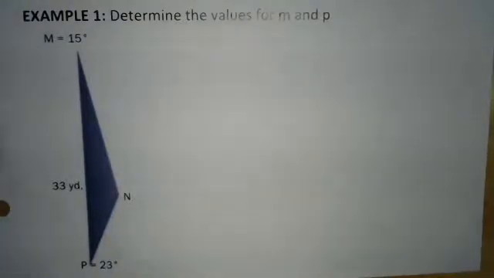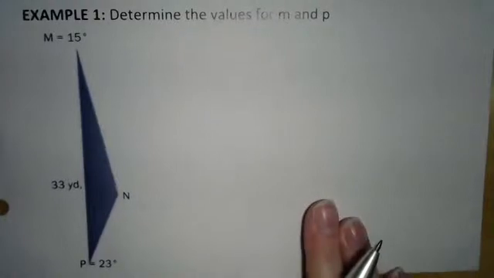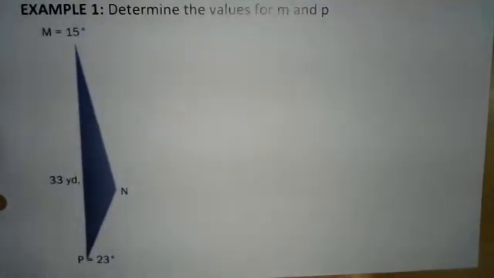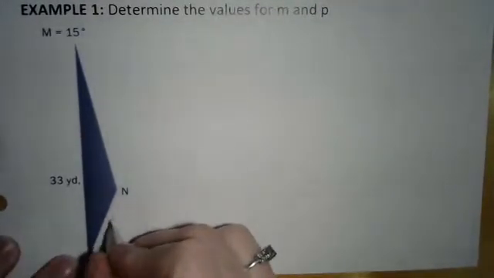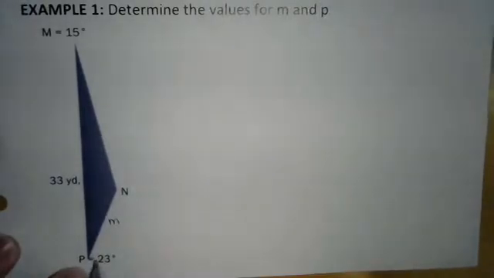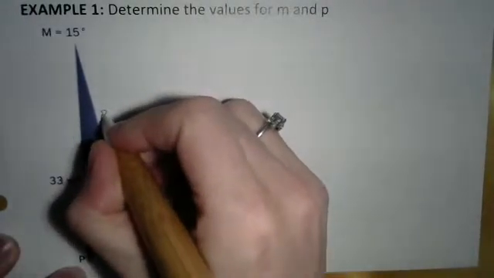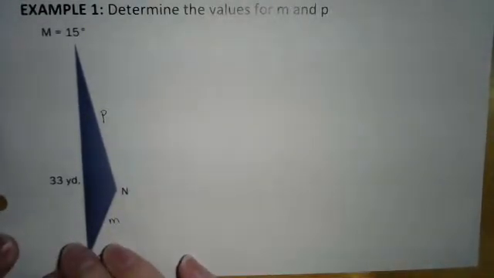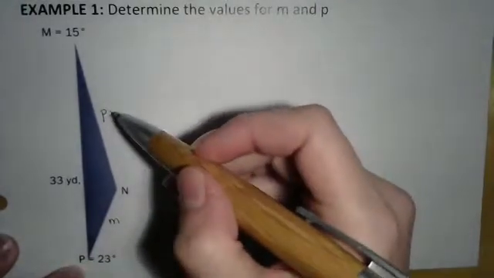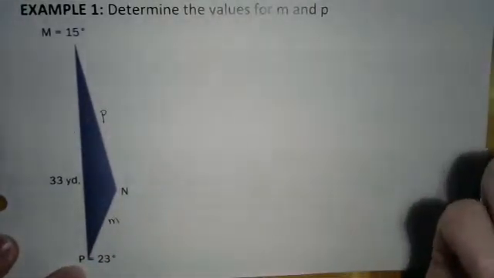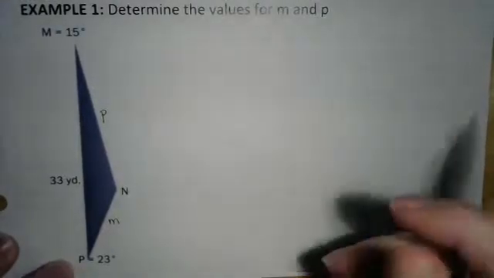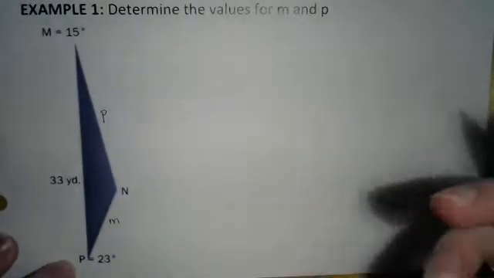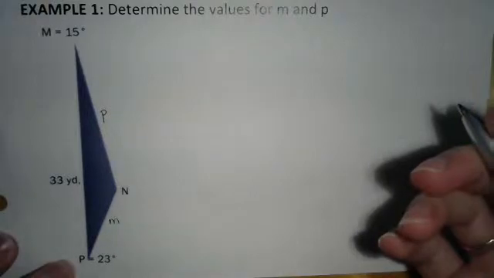So let's do an example together. This one isn't a word problem. It says determine the values for M and P. Remember when we label the triangle, this is our M here, and our P is directly across from side length P. So we're looking for two side lengths. There's already a diagram here. So what I've done first is I've sketched and labeled the diagram, so we're done step 2 of our procedure. Step 3, identify what you know.